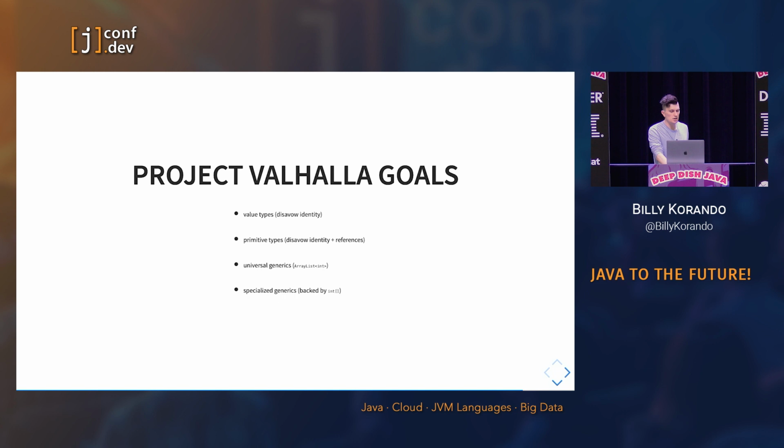So the goal of Project Valhalla is to provide value types which disavow identity, primitive types which disavow identity, and reference types, allowing for universal generics, so we can actually have an ArrayList of ints, not an ArrayList of Integers. That provides the benefits of primitive types: no memory indirection, no mutability for those values, much faster performance for both memory and CPU, a much smaller memory footprint, and then eventually specialized generics.